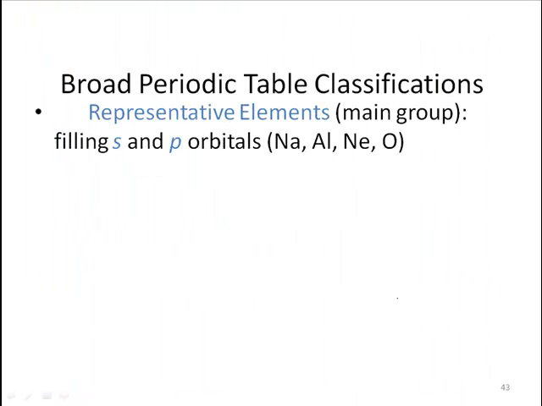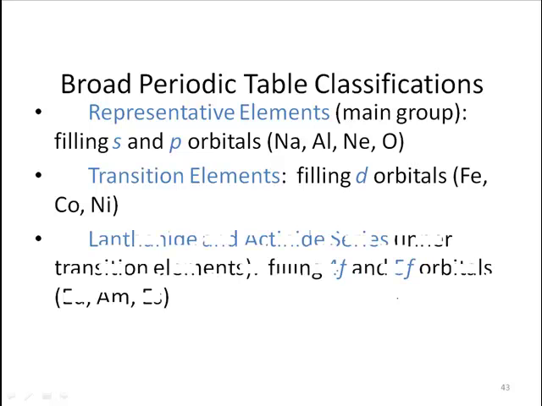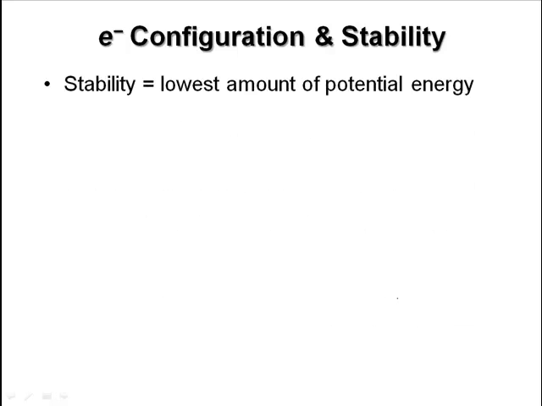So, some broad periodic table classifications. Representative elements, main group, filling s and p orbitals. Transition elements are always the d orbitals. Lanthanides and actinides are the f orbitals. Electron configuration and stability: stability means the lowest amount of potential energy.